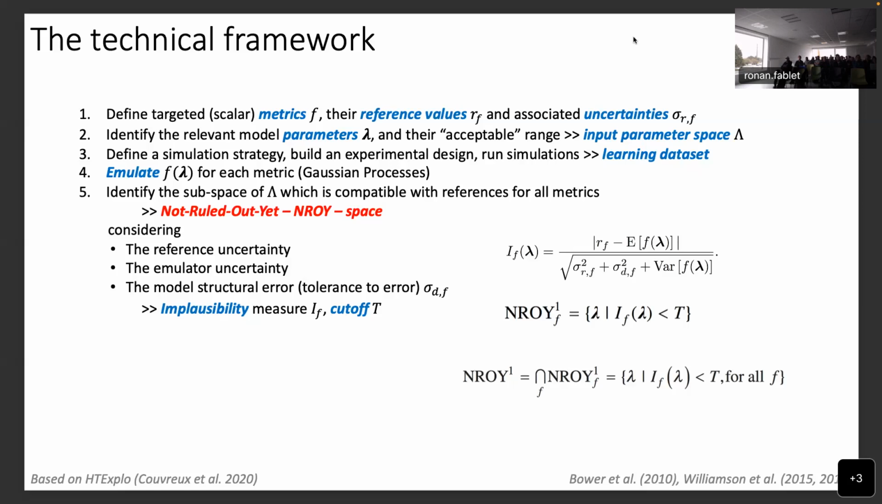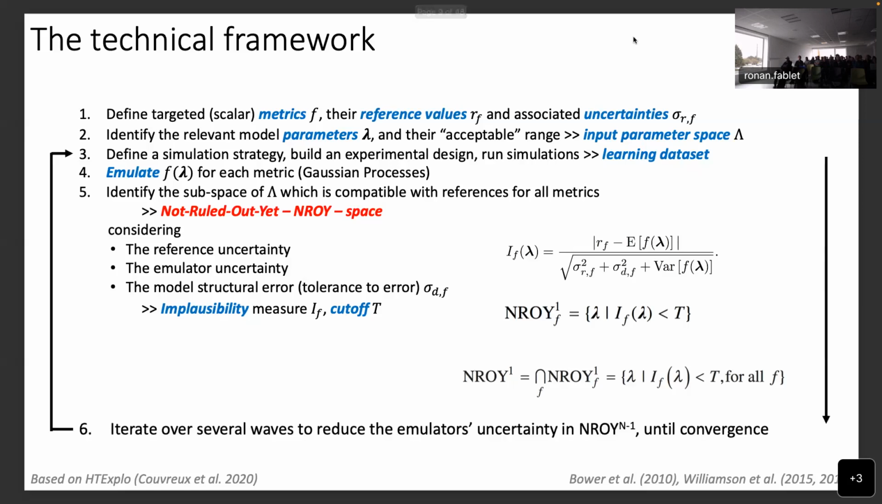So here we have history matching, machine learning, and the iterative refocusing. In the end, it just further samples the first not ruled out yet space that we have with new sets of model parameters for which we want to increase the learning data set. So make new simulations, emulate again, increase the Gaussian process quality within the previous not ruled out yet space, and do that until we have some convergence.